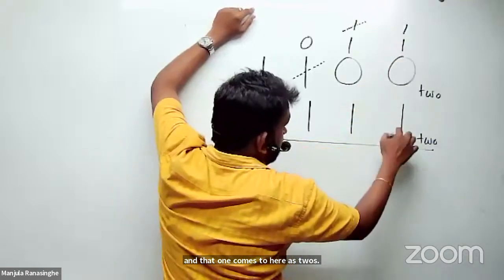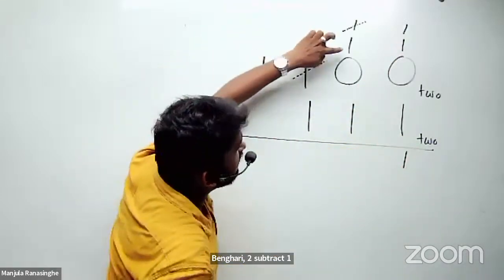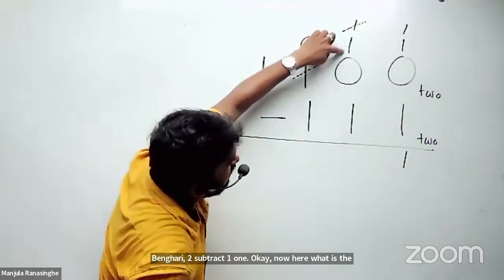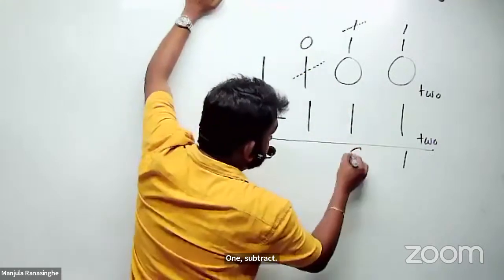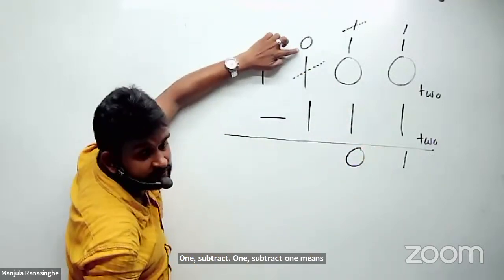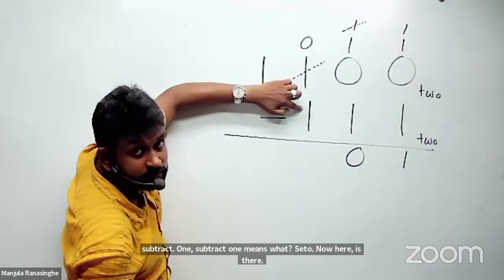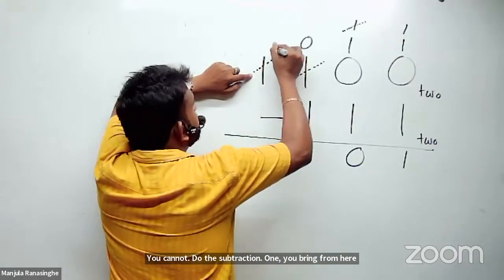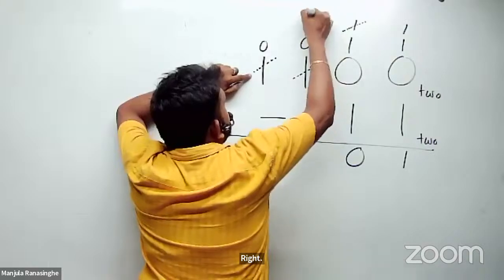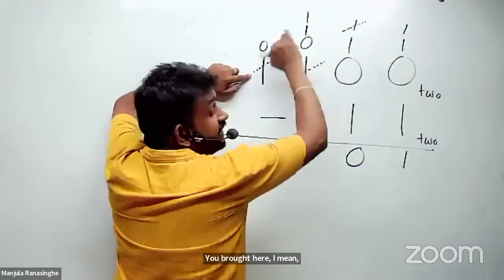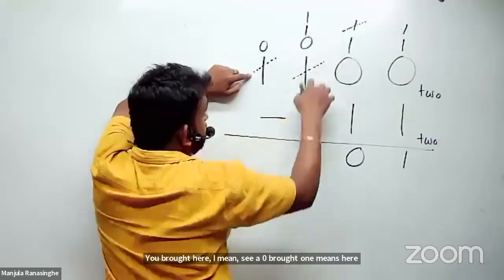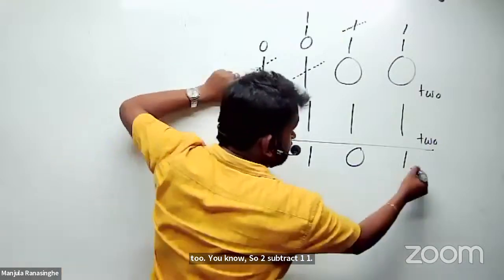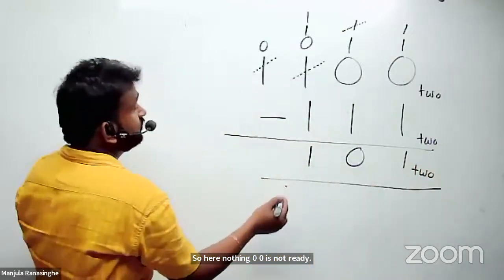2 subtract 1, 1. Okay. Now here what is the answer? 1. 1 is there. 1 subtract 1 means what? 0. Now here 0 is there. You cannot do the subtraction. 1 you bring from here, right? You brought here means here 0. Brought 1 means here 2. When you take one, it always becomes two on the right. It doubles. So 2 subtract 1, 1. So here nothing. 0 is not written. Are you clear, my friends?